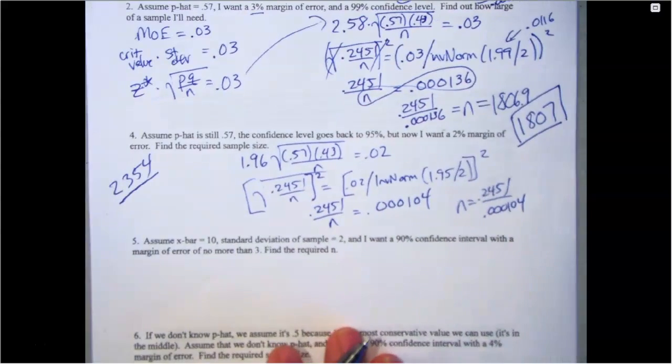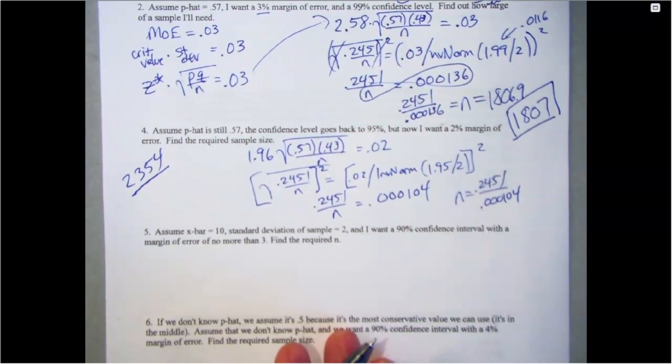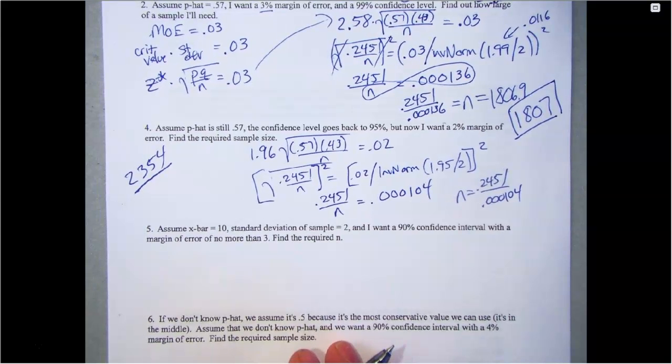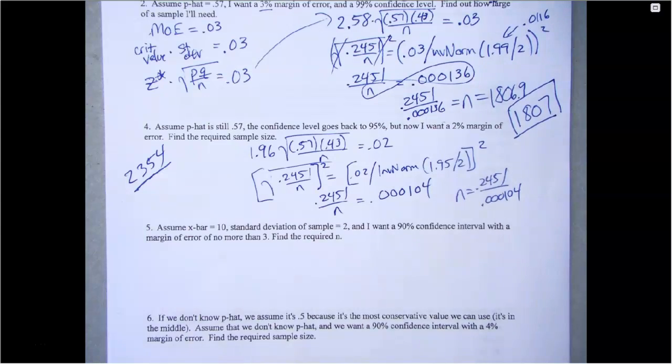So there's the work if you wanted to see it written out. You can't do number 5 yet. Don't worry about 5. Don't try 5. You don't know.